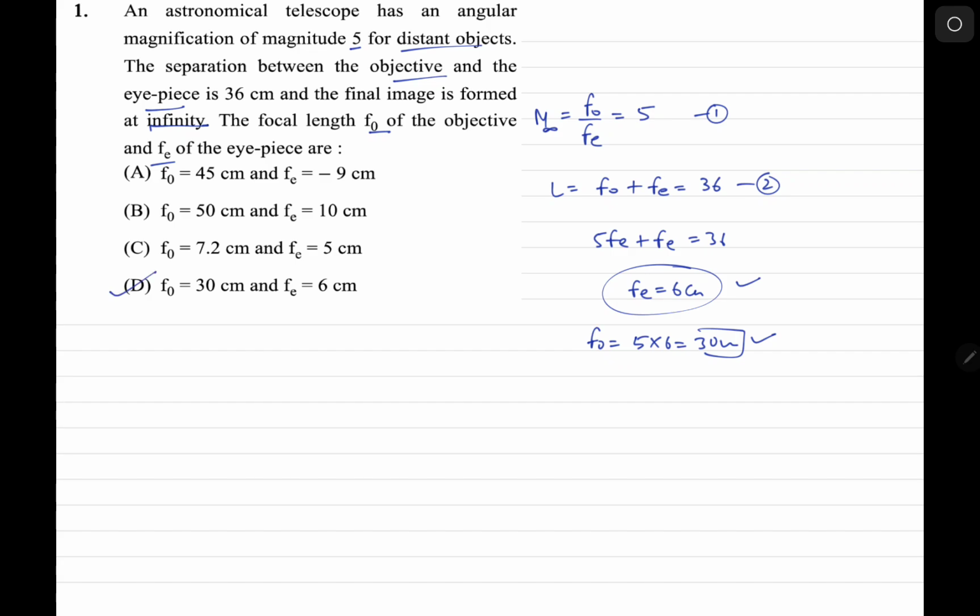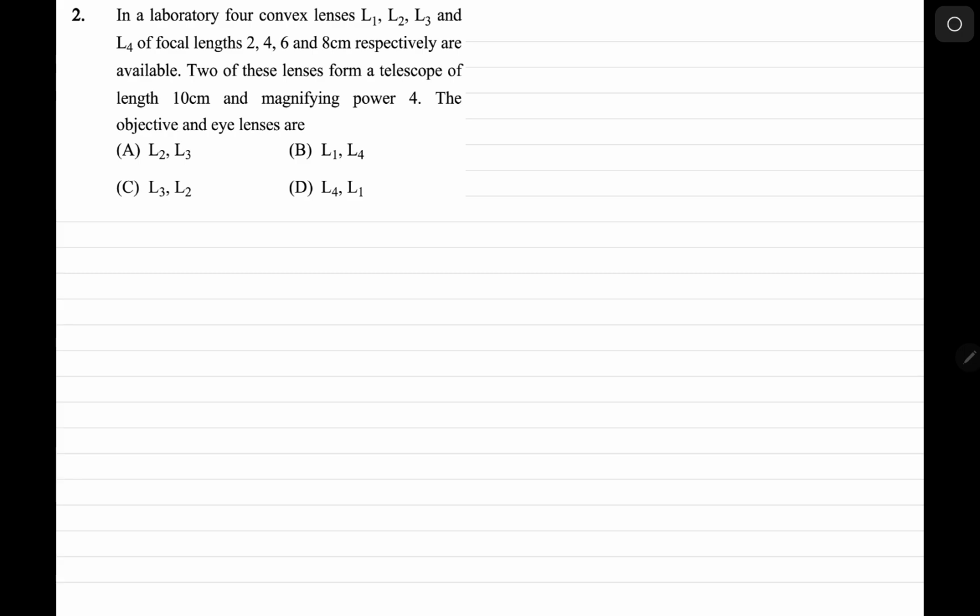Okay, so let's move to the next question. Second question: in a laboratory, 4 convex lenses L1, L2, L3, L4 of focal lengths 2, 4, 6, 8 are available. 2 of these lenses form a telescope of length 10 cm, magnifying power 4. The objective and eye lenses are? That is again similar to the last question. The magnification is given as 4. So again we'll be talking about the case when the final image is formed at infinity.